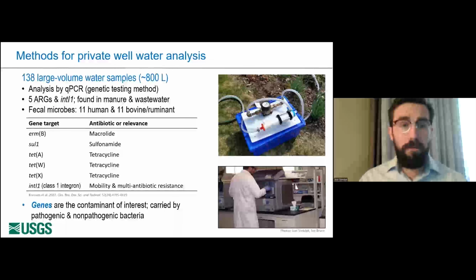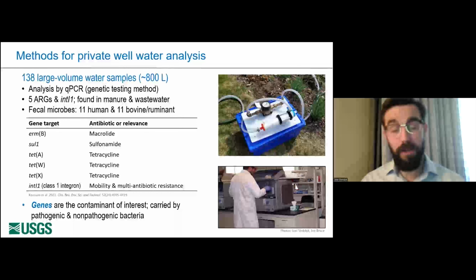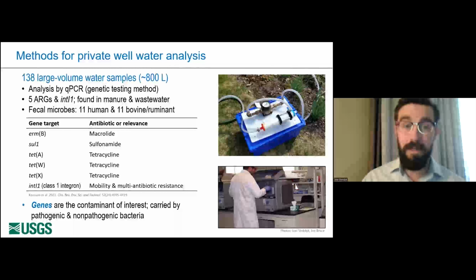We had a total of 138 well water samples. We concentrate large volumes of well water to improve our detection limits. And then we analyze those samples by quantitative polymerase chain reaction. This is a genetic testing method. We were looking in this study for 5 antibiotic resistance genes and a related gene called the class 1 integron gene. All of these are associated with antibiotic resistance in some way, and all of them have been found in various types of manure and human wastewater.